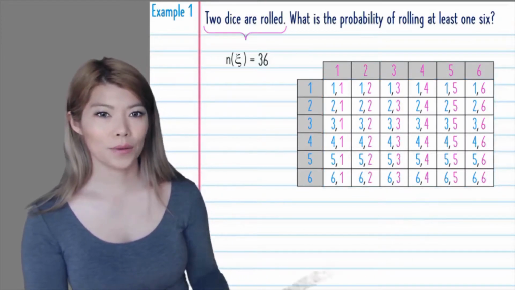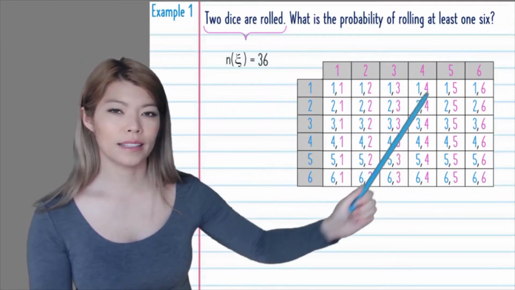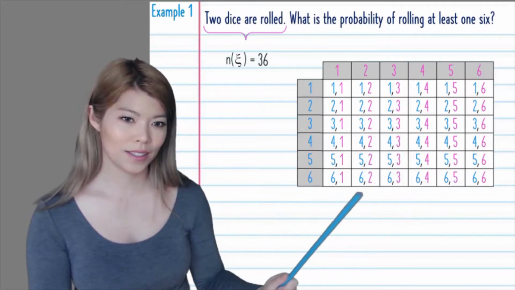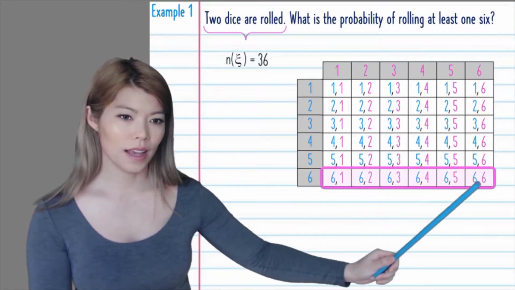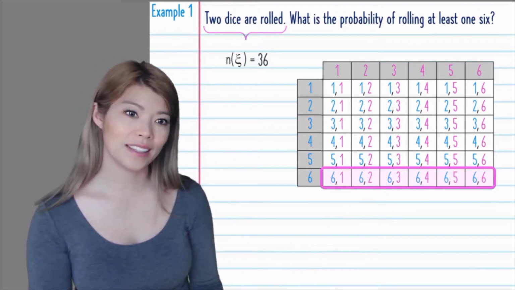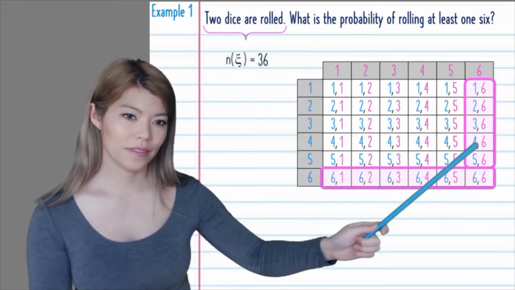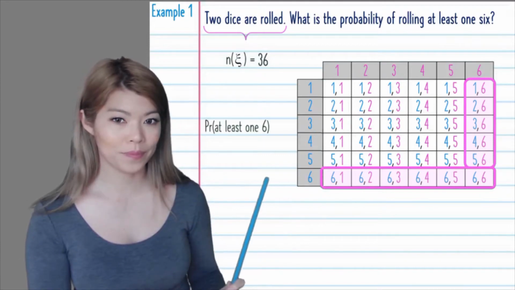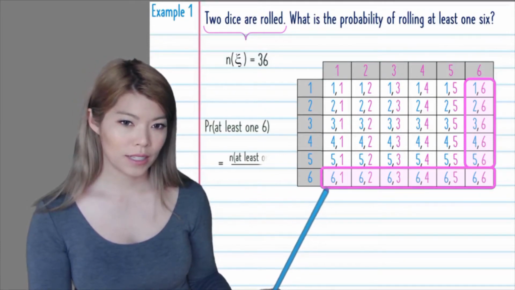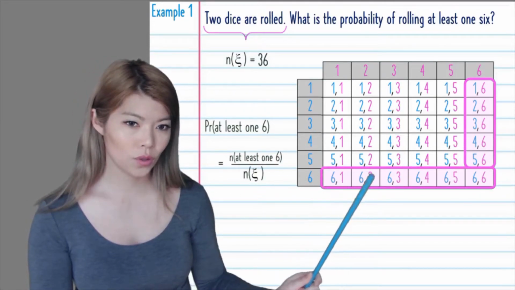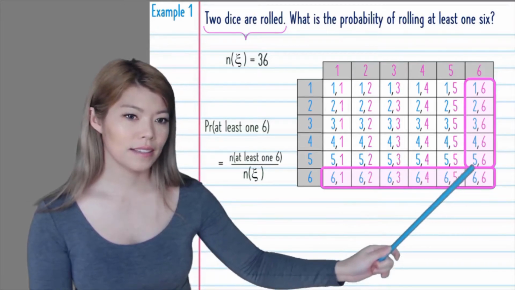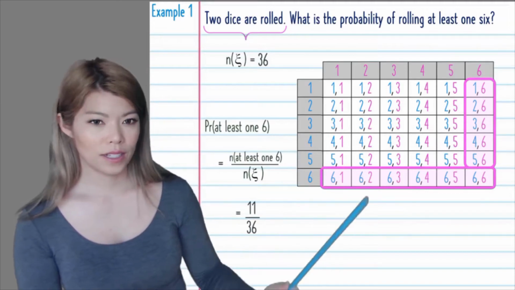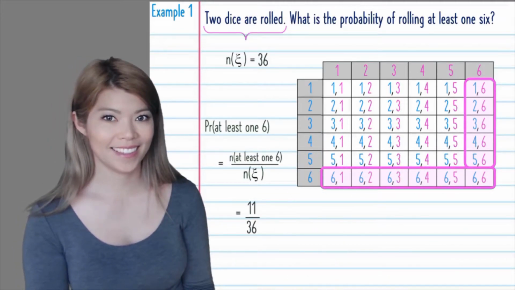Now let's answer the question. What is the probability of rolling at least 1 six? So now we look for 6s and it's nice and clear so it's easy to find. So these have at least 1 six. Where else can you see a 6? Over here and nowhere else. So now all we have to do is count them. So the probability of at least 1 six is 1, 2, 3, 4, 5, 6, 7, 8, 9, 10, 11 over the total, which was 36.